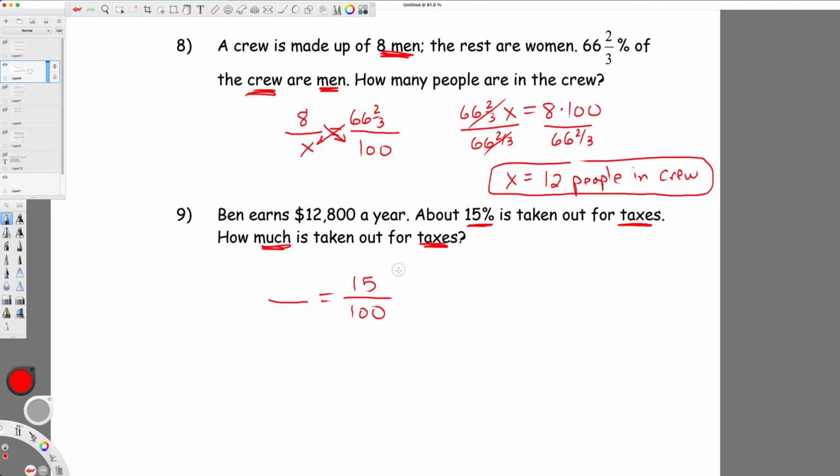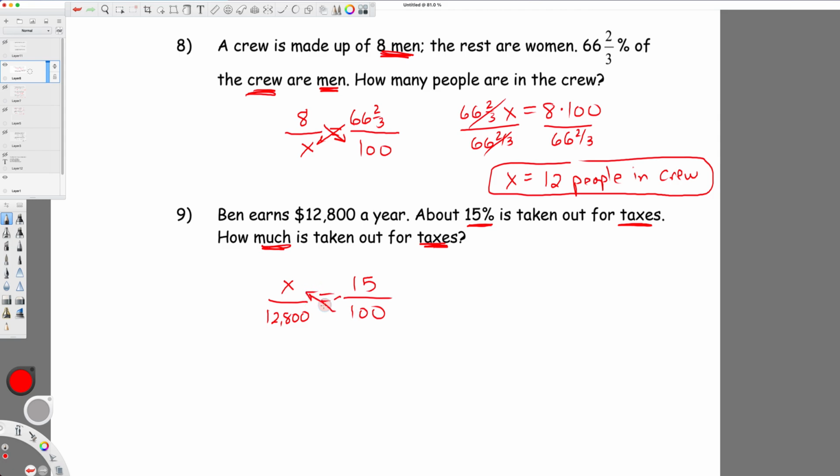So this is the percent that's taken out. They want to know the amount, the dollar amount that's taken out. I don't know what that is, so I'm going to call it X. And that tax is 15% of what he earns. So this $12,800 is the total amount that's earned. So some amount of taxes on $12,800 is 15% out of 100.